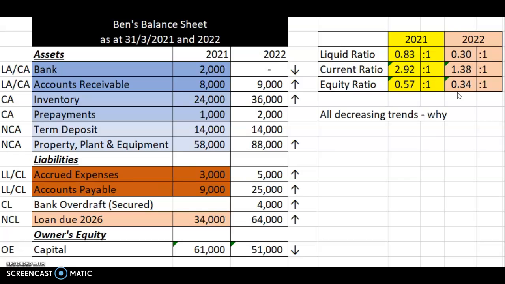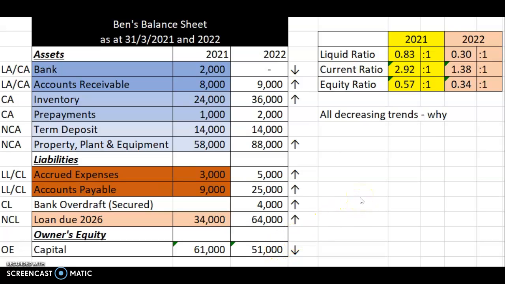Ben, though, has had a strategy, and his strategy is probably growing the business. So let's look at the problems. Where he's up and down, we'll look for the significant things. Obviously, bank, 2,000 to -4. That's a concern. Inventories increased. It might give a clue to some things that are happening. You can see that property, plant, equipment's gone up by 30,000, and that's been funded by an increase in loan of 30,000, not by the owner putting money in, and also capital's decreased.